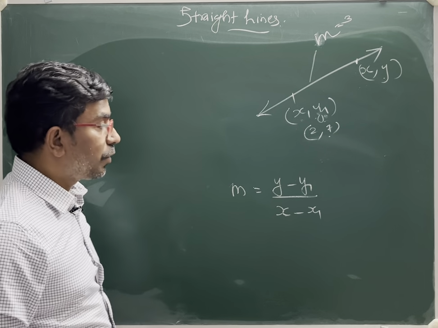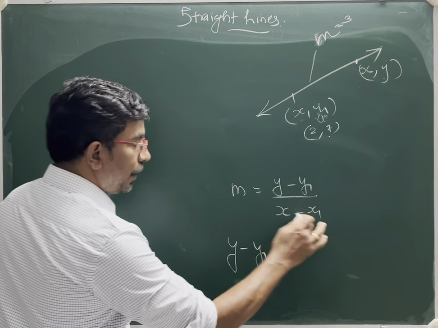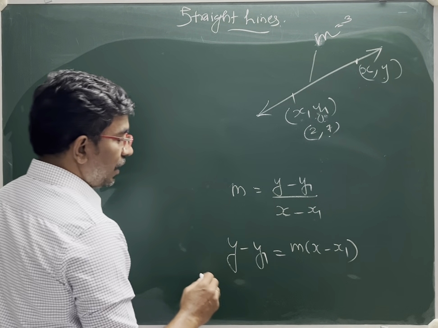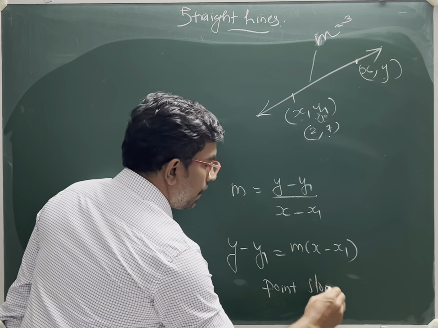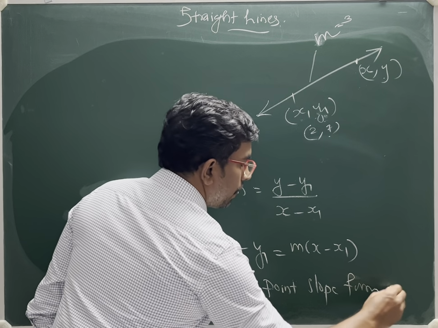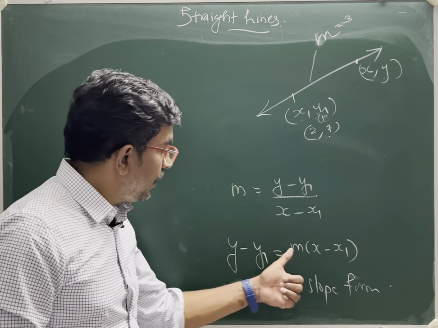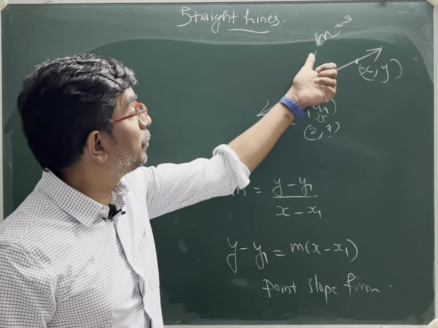I simply want to cross multiply. So what do you get? y minus y1 is equal to m into x minus x1. This is called the point slope form of a line, where m represents the slope of the line, and x1, y1 is a known point.